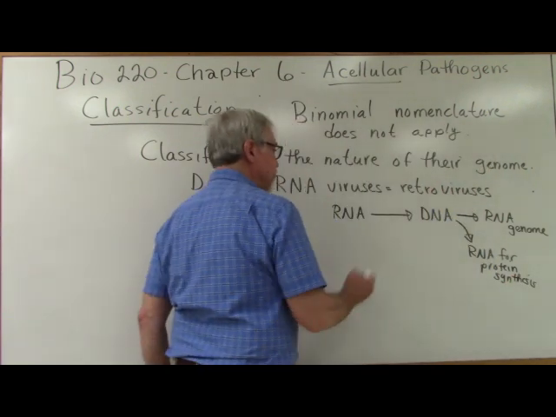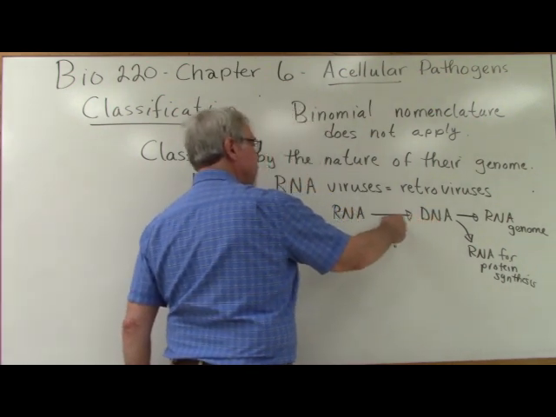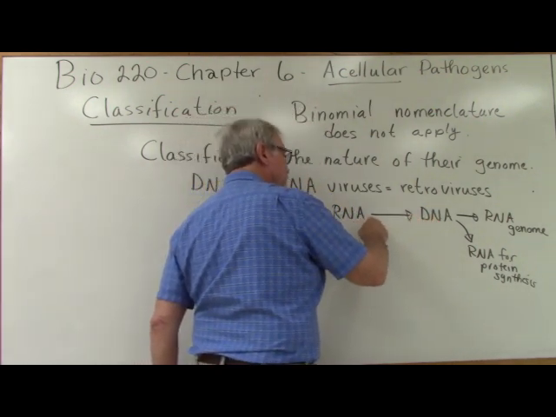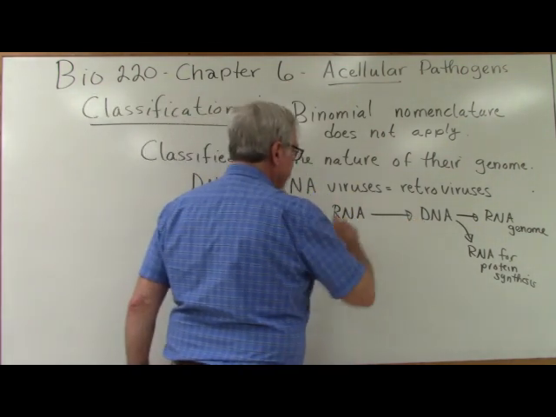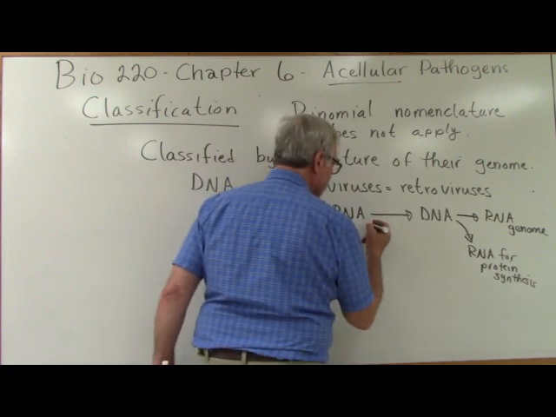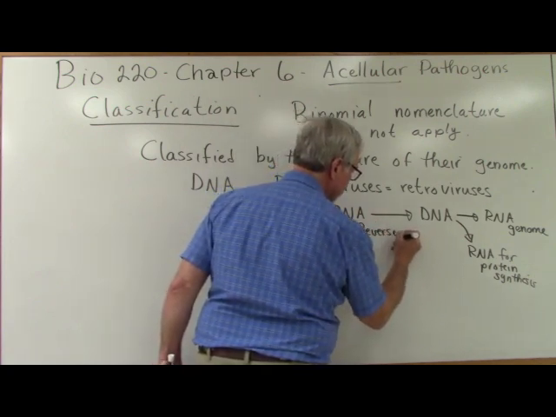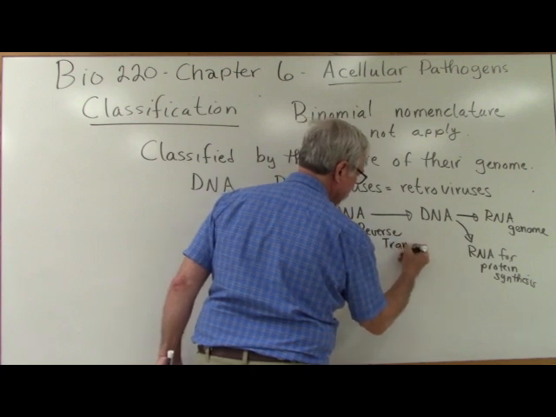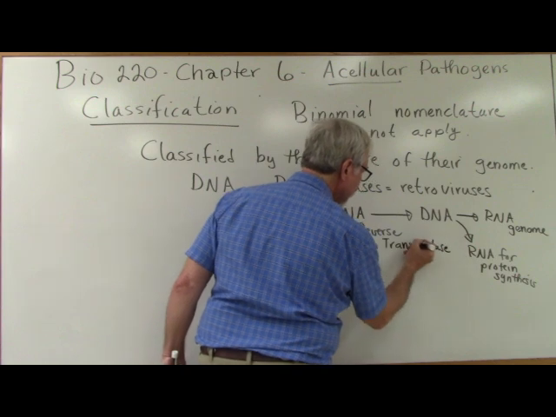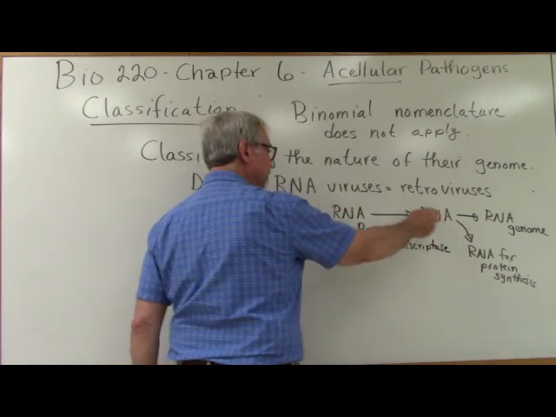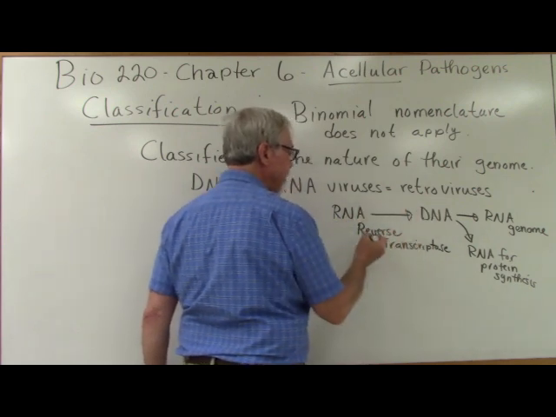So you start out kind of having to go backward, because remember, normally we go from DNA to RNA, and now we have to go from RNA to DNA. There's a special enzyme that retroviruses have. It's called reverse transcriptase. Remember, transcription is when you go from DNA to RNA. Here we're going in reverse from RNA to DNA.